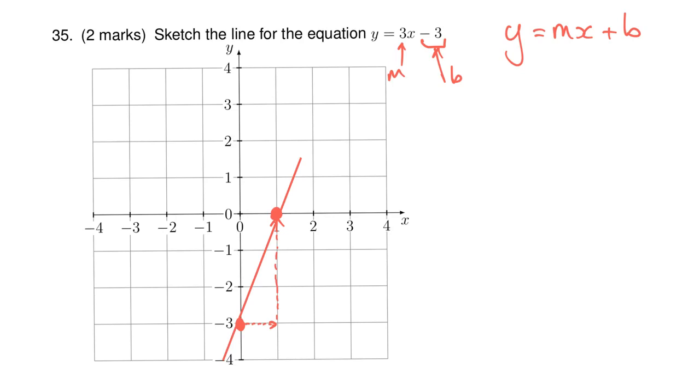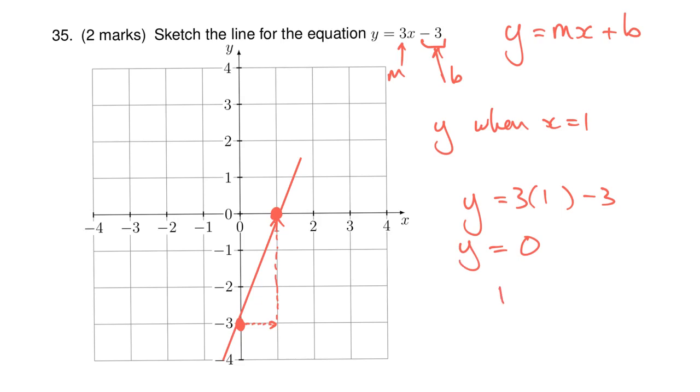The other option would be to actually say, all right, well, what's my y value when x equals 1? Okay, so I can actually say, all right, well, I've got my first point here when x equals 0. What do I get when x equals 1? I can just substitute that in. So y equals 3x minus 3. I'm going to leave a gap and replace the x with 1. Y equals 3 times 1 is 3. Minus 3 equals 0. So when x equals 1, y equals 0, which gives me a coordinate.